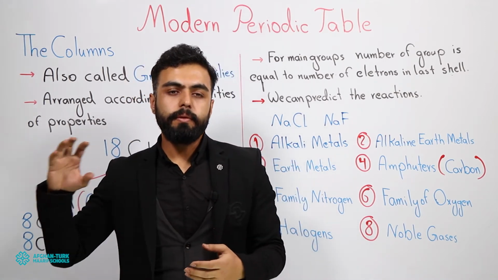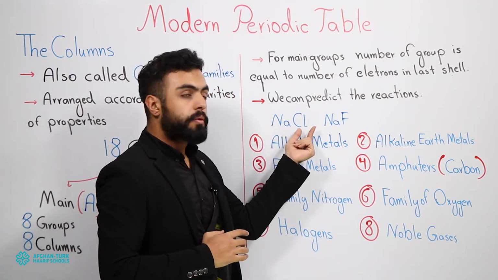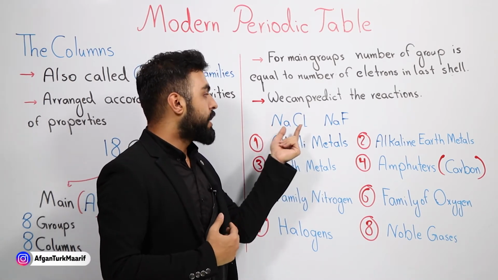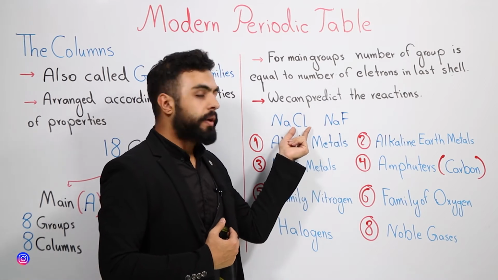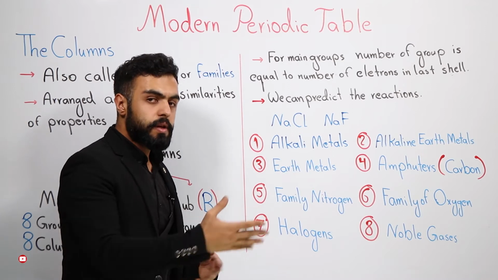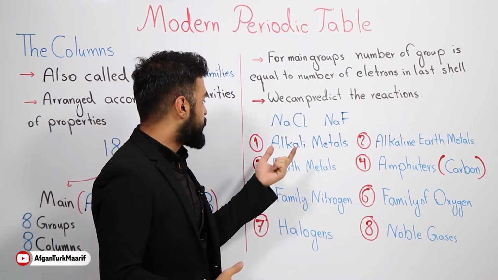For example, from the first group, sodium reacts with chlorine. So the same reaction can sodium have with fluorine. Chlorine is in the 7th group, and fluorine is also in the 7th group. So we can predict the reaction. I will describe it better with the table.